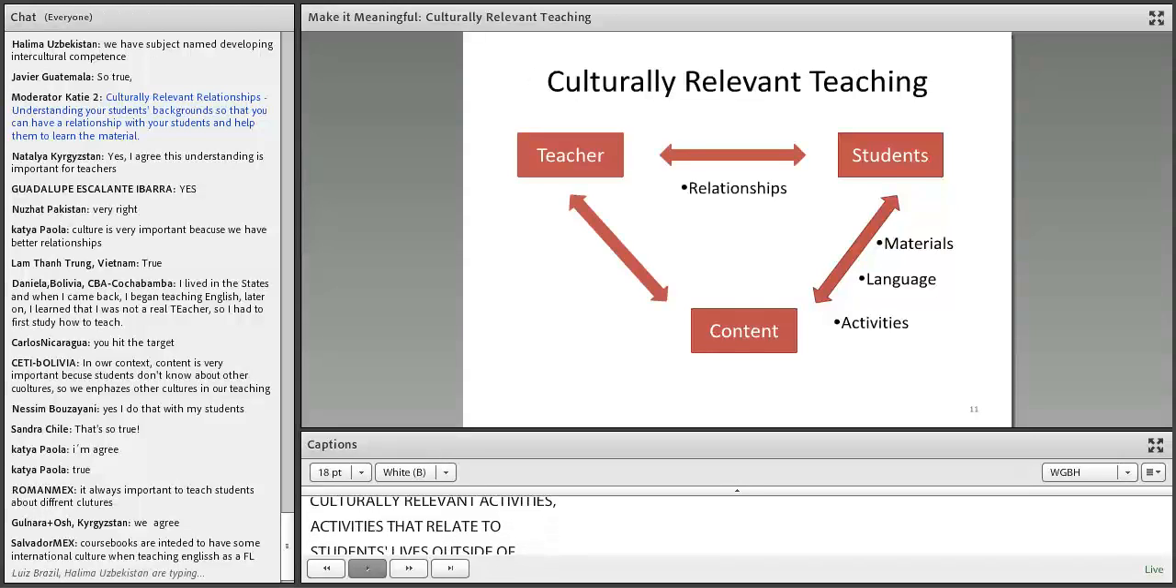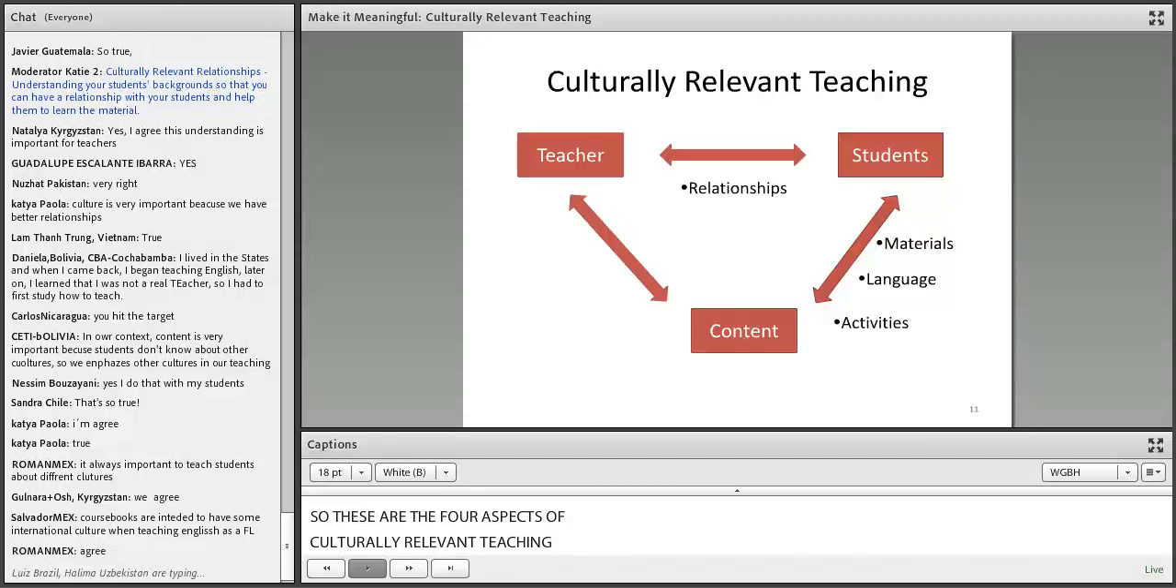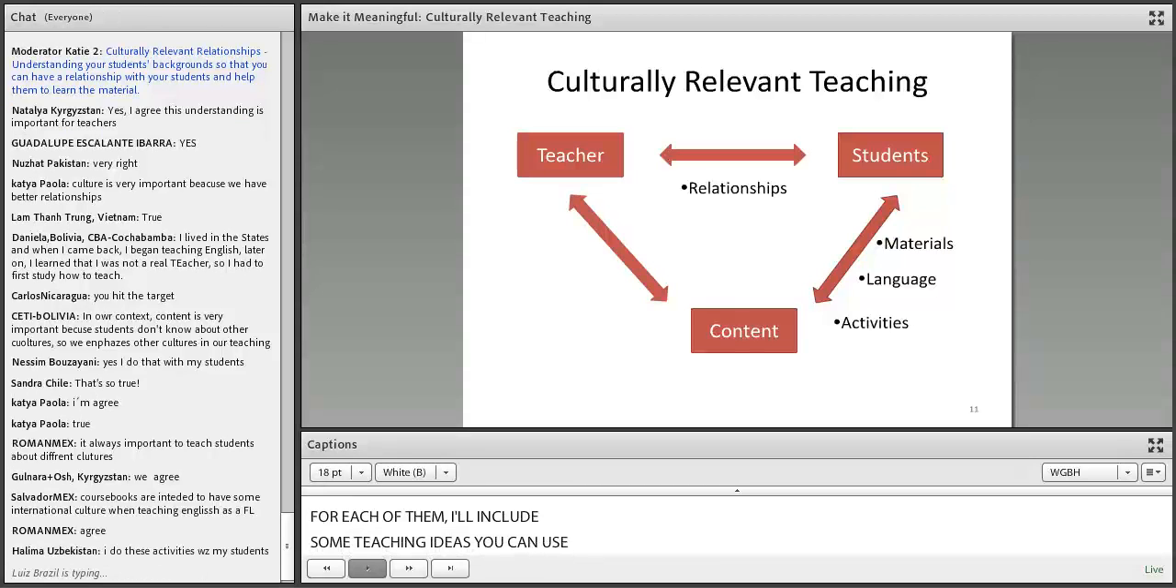So these are the 4 aspects of culturally relevant teaching that I'll talk to you about today. For each of them, I'll include some teaching ideas you can use in your classes even tomorrow. By including culturally relevant relationships, materials, language, and activities, you'll help increase student motivation and raise student achievement.